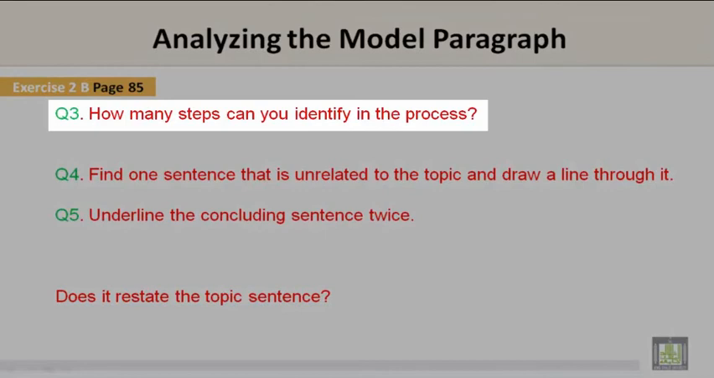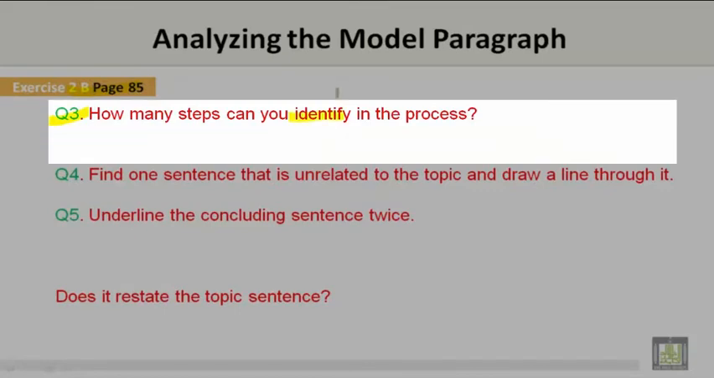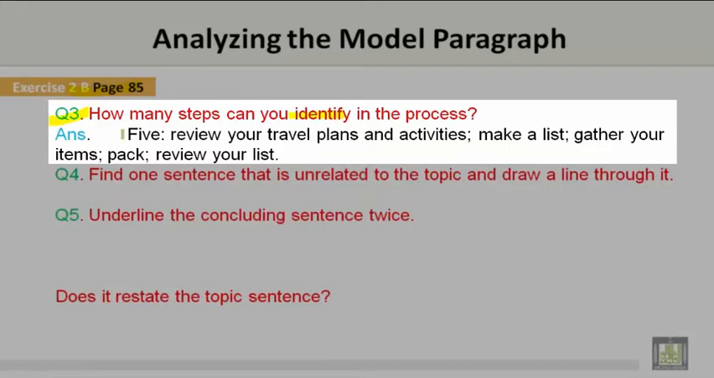Analyzing the model paragraph. Exercise 2B, page 85. Question 3. How many steps can you identify in the process? Let's look at the answer. 5. You want to review your travel plans and activities, make a list, gather your items, pack, and review your list.